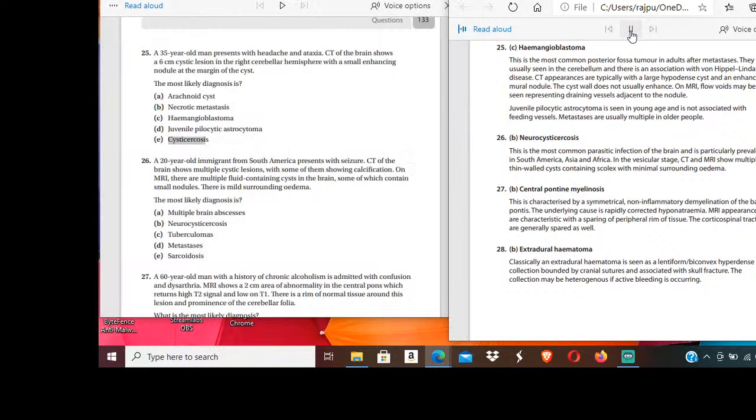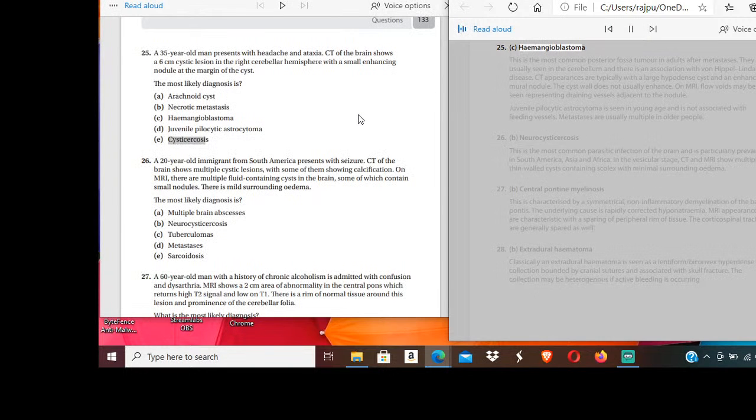25. C. Hemangioblastoma. This is the most common posterior fossa tumor in adults after metastases. They are usually seen in the cerebellum and there is an association with von Hippel-Lindau disease. CT appearances are typically with a large hypodense cyst and an enhancing mural nodule. The cyst wall does not usually enhance. On MRI, flow voids may be seen representing draining vessels adjacent to the nodule. Juvenile pilocytic astrocytoma is seen in young age and is not associated with feeding vessels. Metastases are usually multiple in older people.